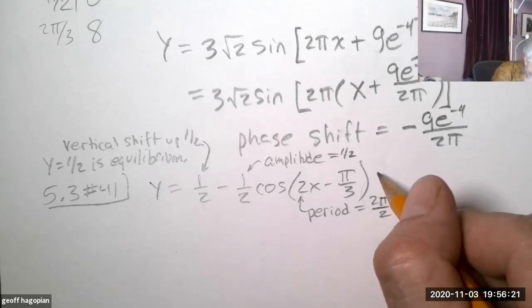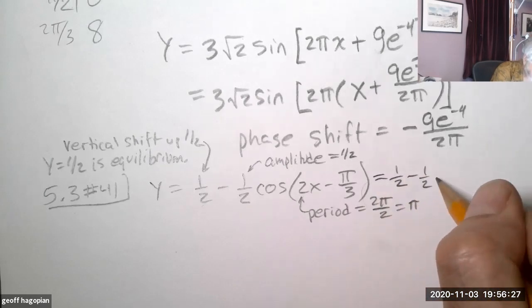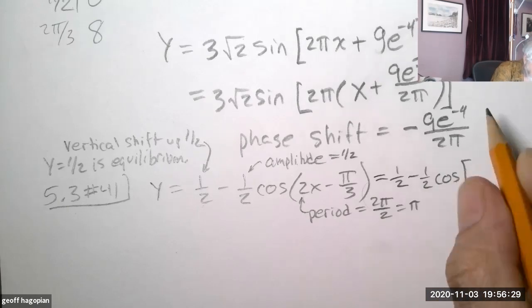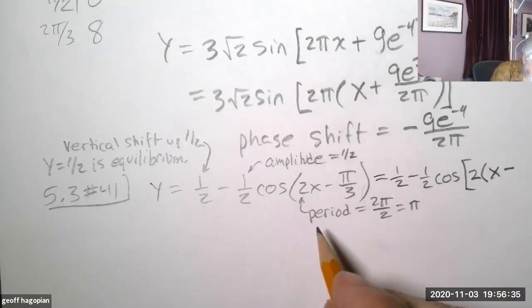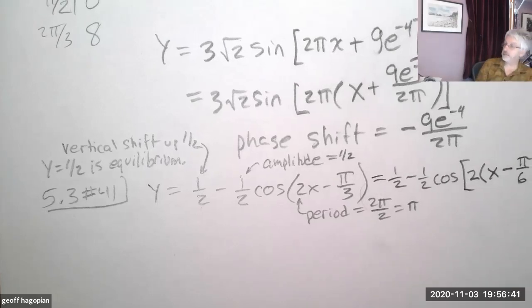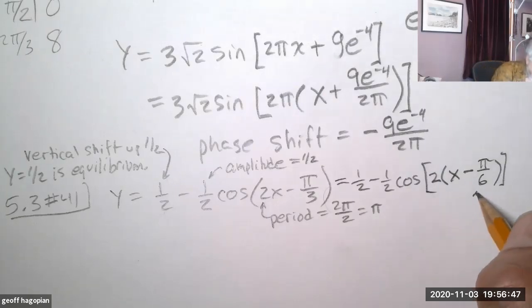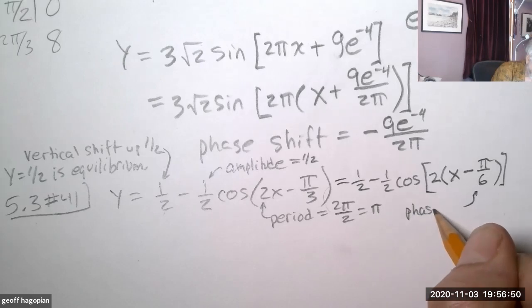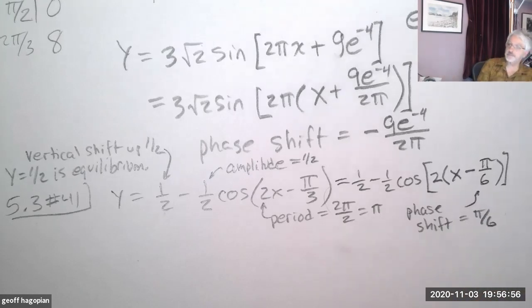And the phase shift, well, for that, let's rewrite this thing, right? I'm going to have 1/2 minus 1/2 cosine of, factor the 2 out of the input, right? And 2 times what is pi over 3? Well, pi over 6, right? Then you can see explicitly that the horizontal shift is pi over 6 to the right. So that's your phase shift, right?